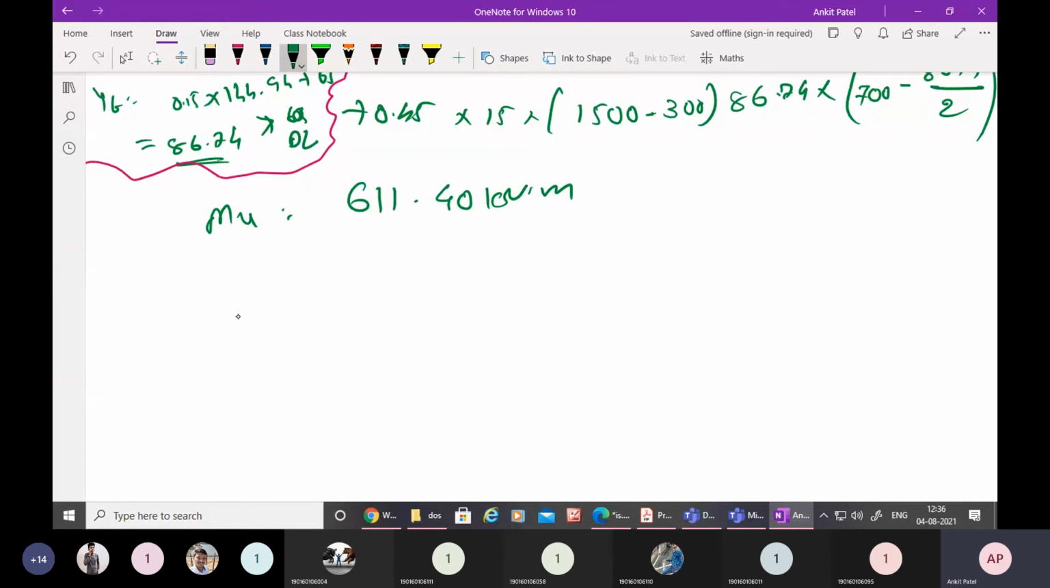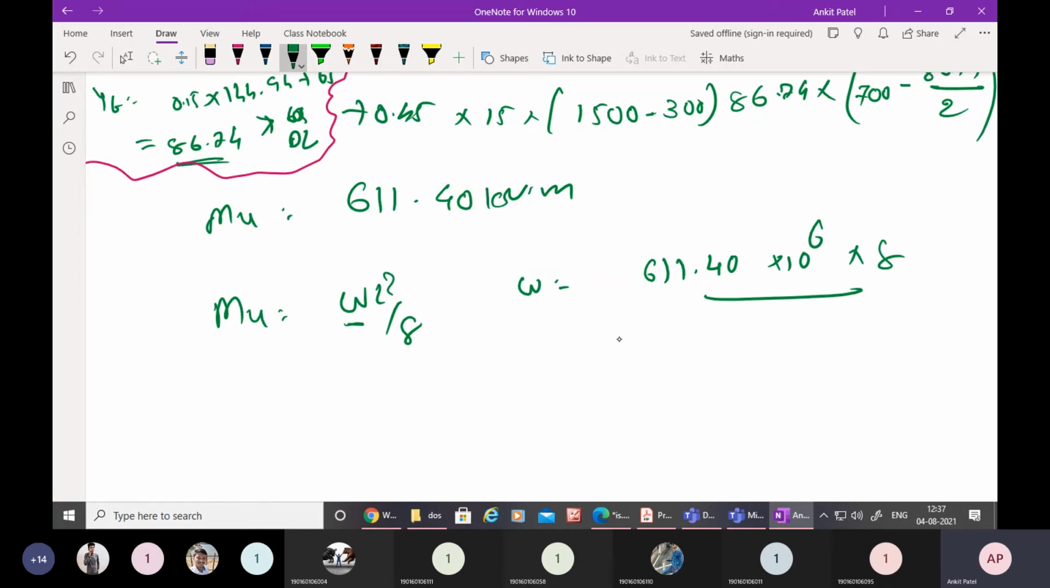So now we have the equation mu is equal to 611.40. What we need to do is calculate the value of WL square by 8, so we need to calculate W. W is equal to 611.40 into 10 raised to 6, which I am converting into Newton mm, into 8 divided by L square, that is 6000 square. So my answer is 135.86 Newton per mm.